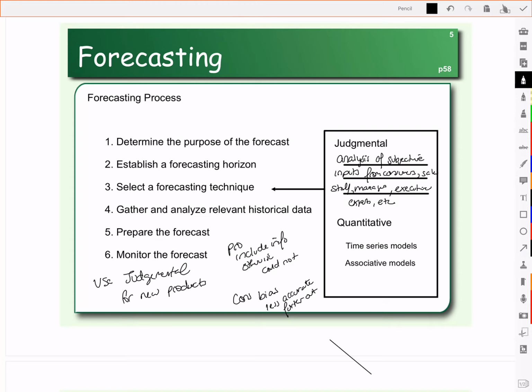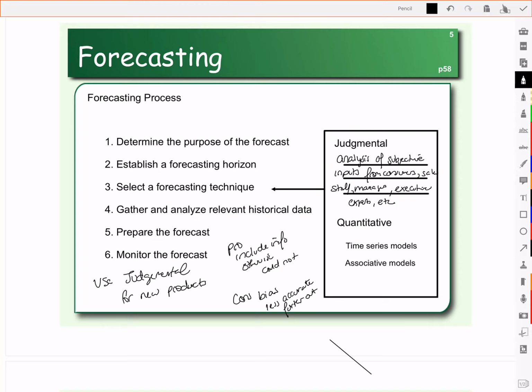So we determine the purpose of our forecast. It helps us establish how far into the future we're going to forecast, our forecasting horizon. That helps us understand which forecasting technique is appropriate. We're then going to gather and analyze any of the data. And then we're going to prepare the forecast. And then our very last step is to monitor that forecast and determine how successful it was. So this is where we're going to look at our forecasting error. So how off were we from reality? And that way we can inform better forecasts in the future.